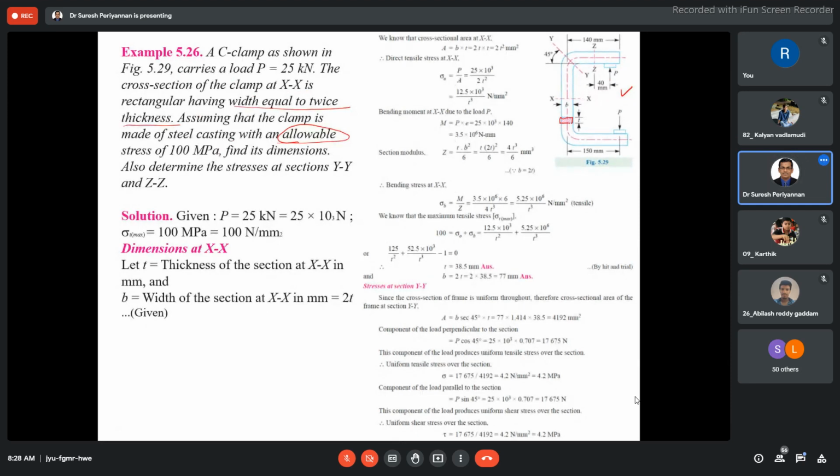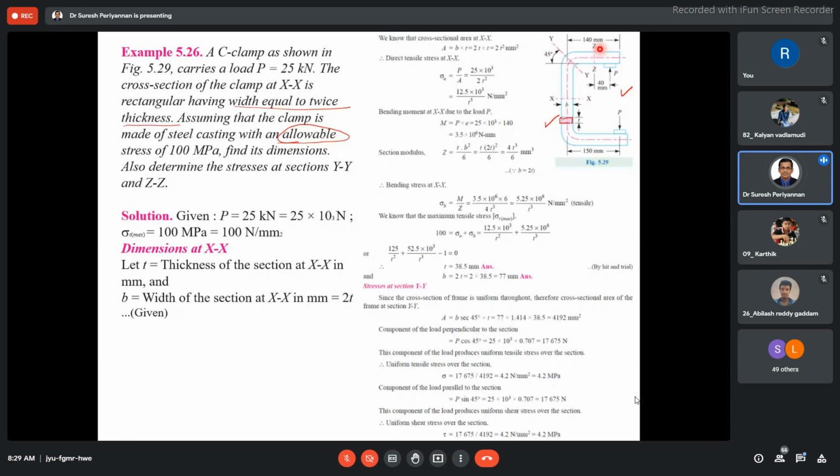Now, they are not only asking for these dimensions. First our target is to find out this dimension. Then our next target is to find out the stress components acting in the YY section as well as the ZZ section. First we have to find out the dimension of the clamp, and once we find it out, then we are going to find out the stress in this sectional area. In this section area, what is the stress component?